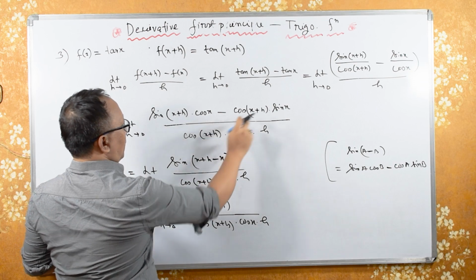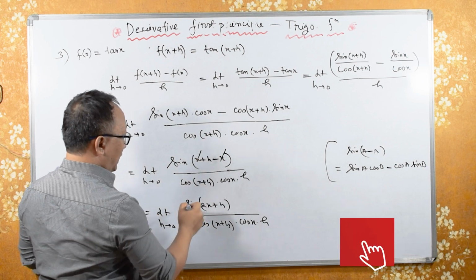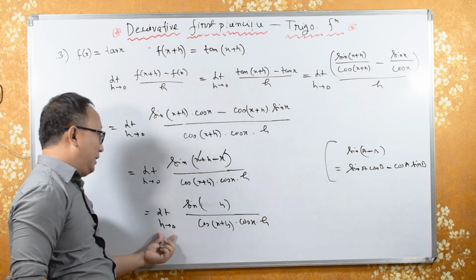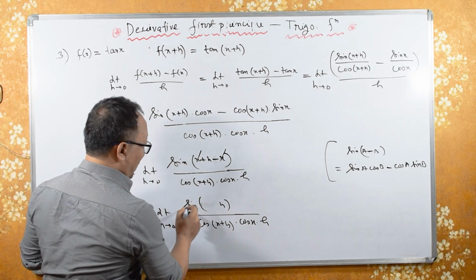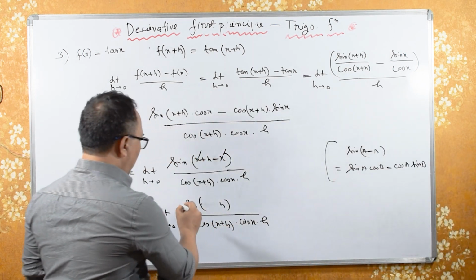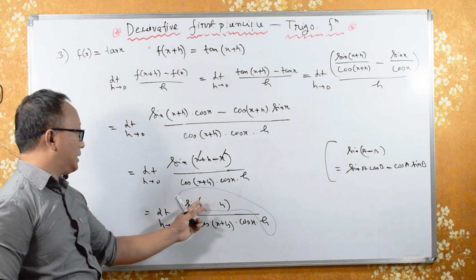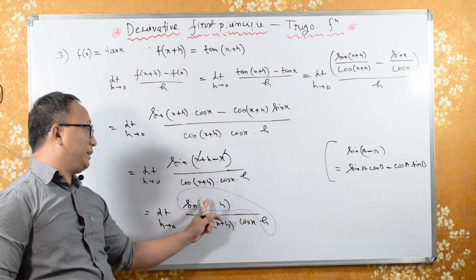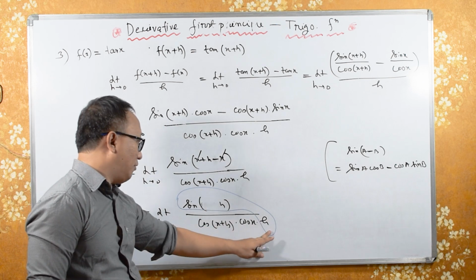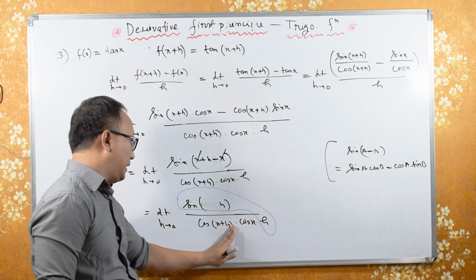So sine(x plus h) into cos x into h. Now these two will get cancelled. We'll have only sine h. Now when h tends to 0, sine h upon h, this section, when h tends to 0, this sine h by h means limit of theta tends to 0, sine theta by theta is 1. This portion becomes 1. When h tends to 0, we have only cos x plus 0, means cos x.